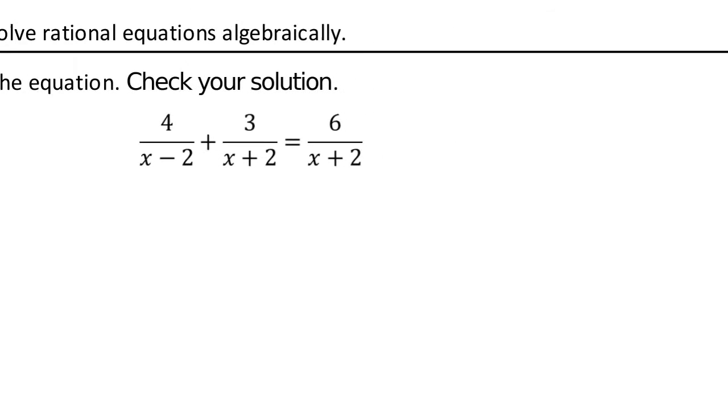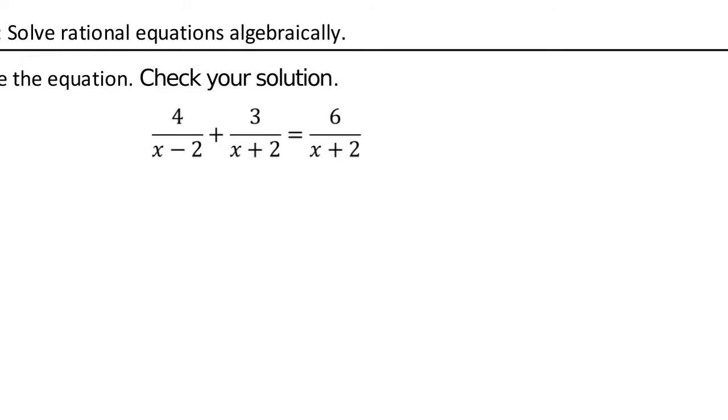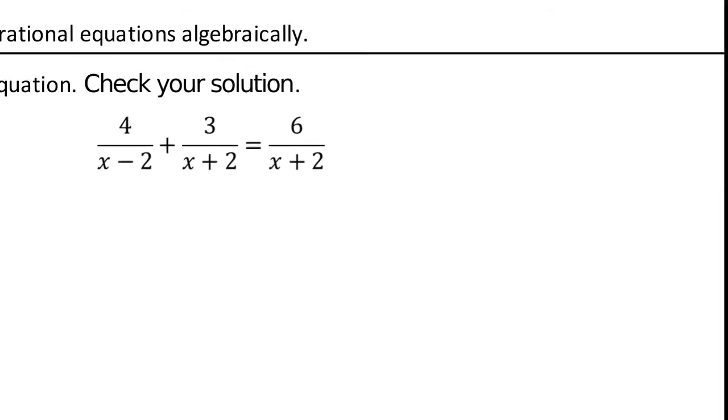All right, so the process is the same as it was on Tuesday. We just need to find the LCD and then multiply each fraction by the LCD. So this time we have 3 fractions, so we're going to have to multiply 3 times, okay?